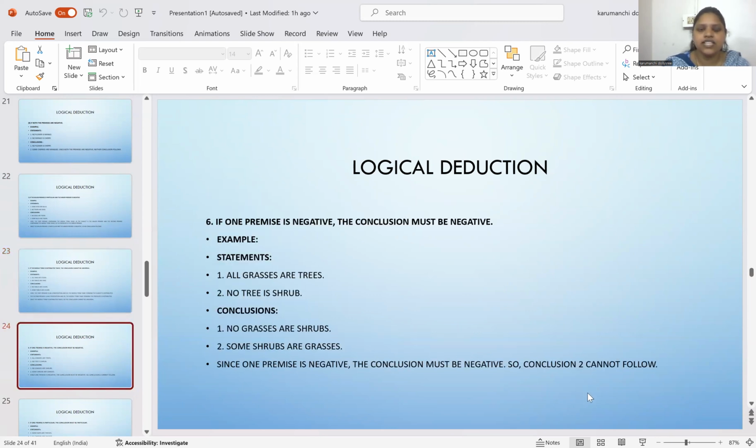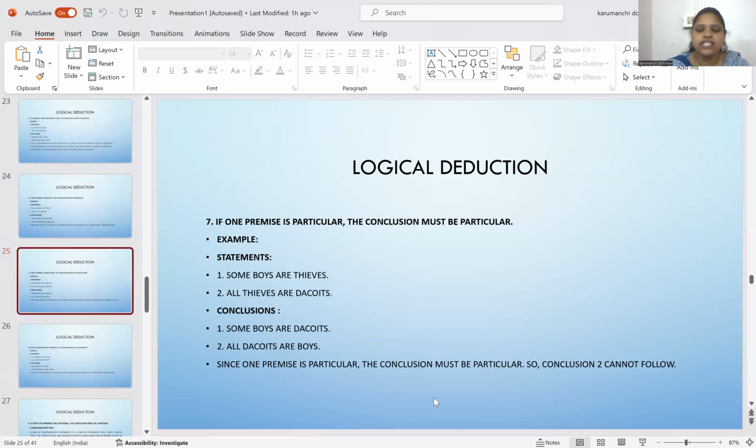The next rule is if one premise is negative, the conclusion must be negative. Here, we see all grasses are trees, no trees is shrub. The conclusion: no grasses are shrubs, some shrubs are grasses. Since one premise is negative, the conclusion must be negative. So this cannot be the conclusion.